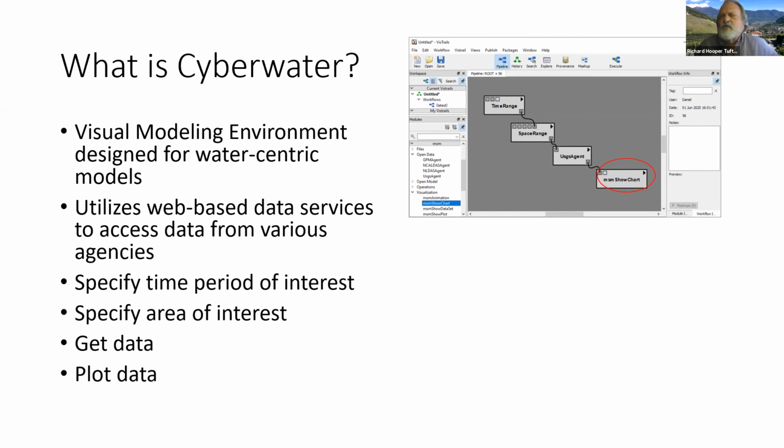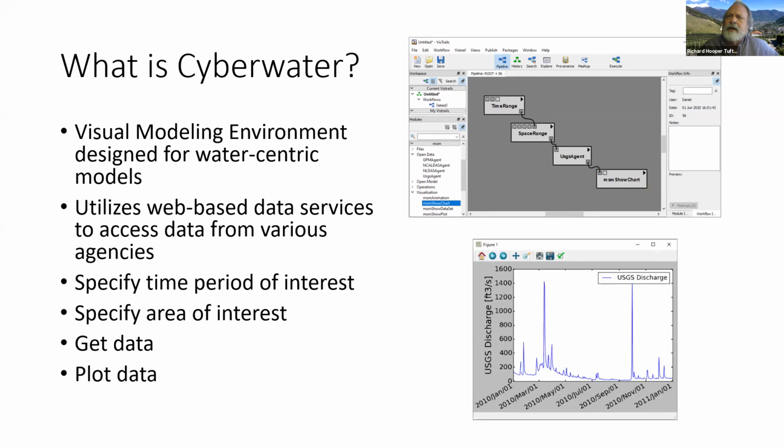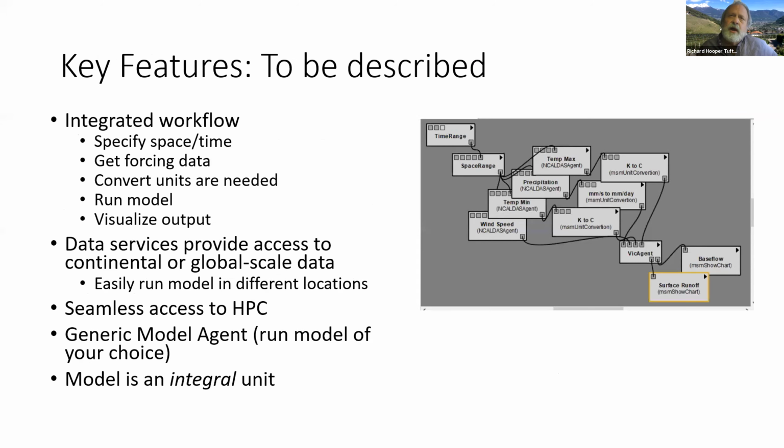of the various visualizations and agents, one is just a simple plot, and you can plot the data. So this can be done on the fly. Grab data. And so this is, again, kind of the concept we always had for how these data services could be used. These key features will be described in the upcoming demos. It's an integrated workflow to show how we can specify the space-time, as I said before, get the forcing data required, convert the units as needed, as you see in that next batch of boxes, run the model, and then visualize the output.